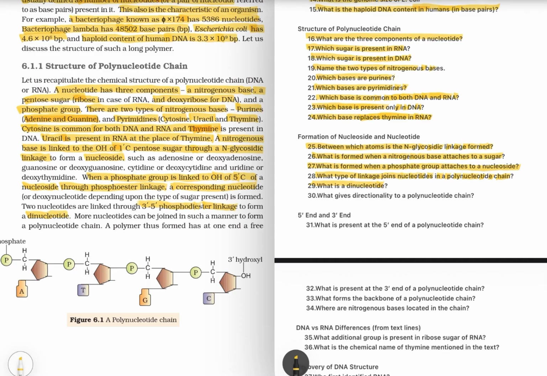What gives the directionality to a polynucleotide chain? The 3' to 5' phosphodiester linkage provides directionality to a polynucleotide chain. At the 3' end, it has a free OH group. At the 5' end, it has a free phosphate moiety. Then it gives directionality to a polynucleotide chain.